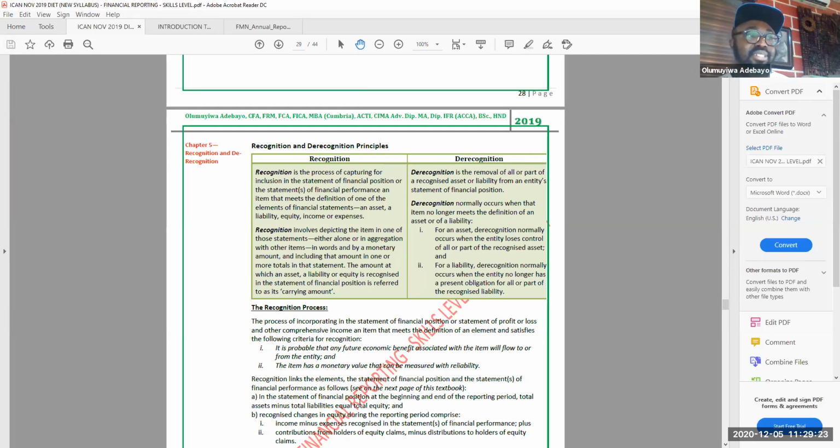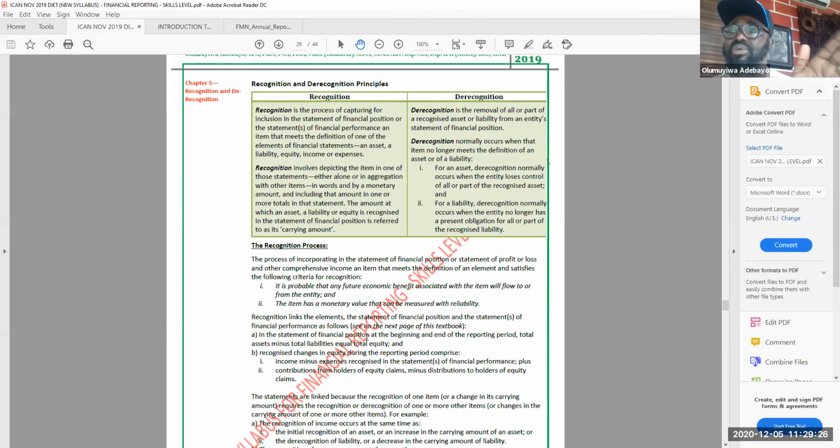Okay, that is that. The basic principle of recognition is two criteria, which is the general principle. As you move on to the standards, there are specific principles for recognition for each category of item: inventory, PPE, revenue, and so on. But the general framework is this. Two criteria must be met for recognition of an item. One, it must be probable for an asset that economic benefits associated with it will flow to the entity, and for a liability will flow out of the entity. And secondly, all of this can be reliably measured in monetary terms.